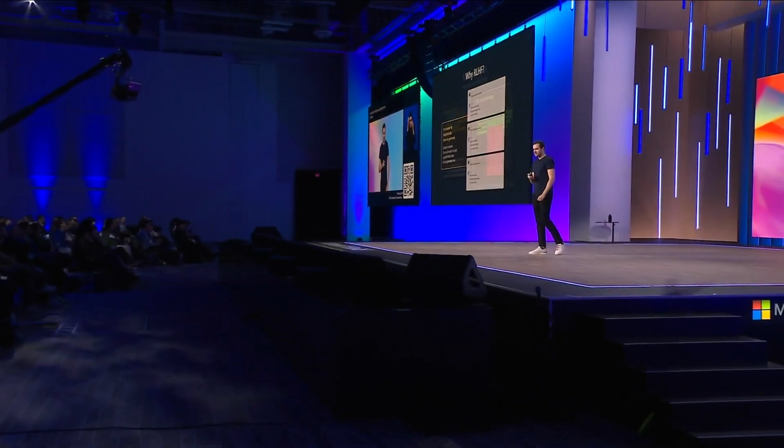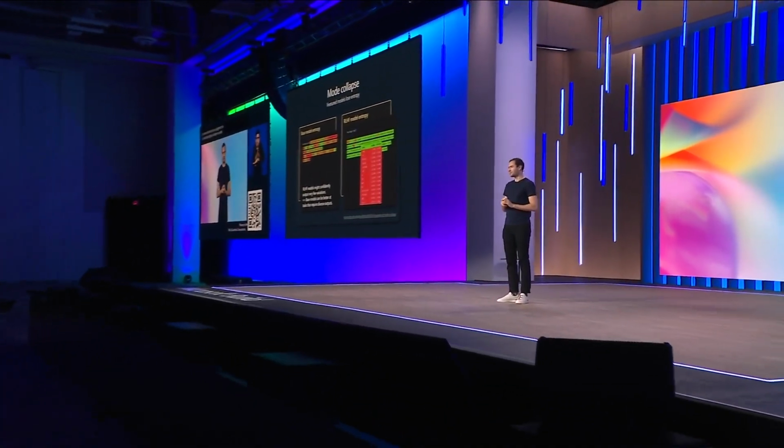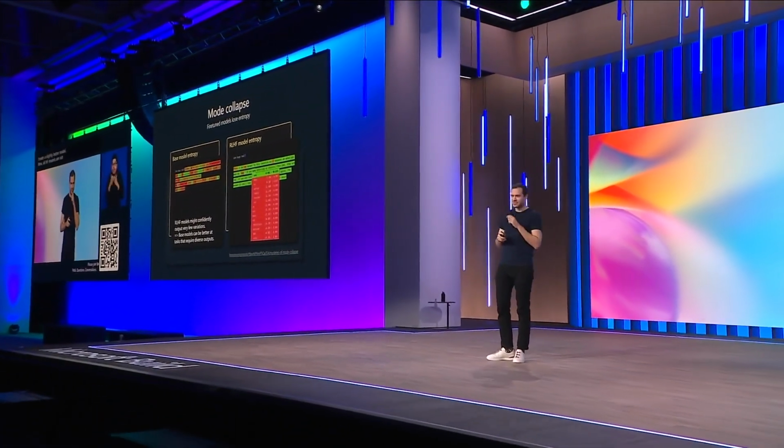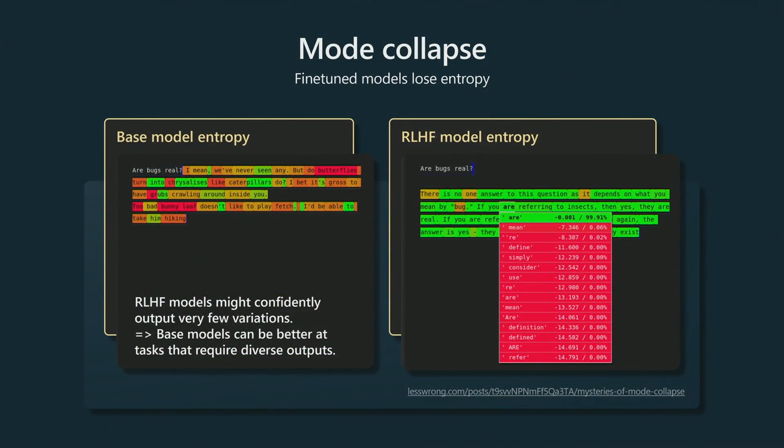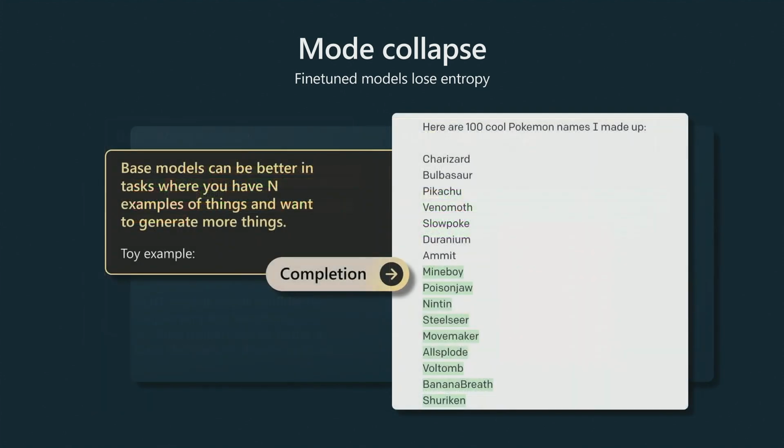Now, RLHF models are not strictly an improvement on the base models in some cases. In particular, we've noticed that they lose some entropy. That means they give more peaky results. They can output samples with lower variation than the base model. The base model has lots of entropy and will give lots of diverse outputs. So one place where I still prefer to use a base model is in a setup where you have n things and you want to generate more things like them.